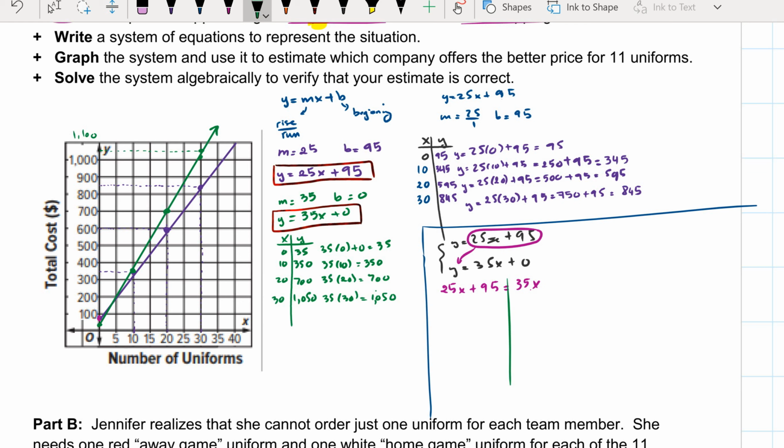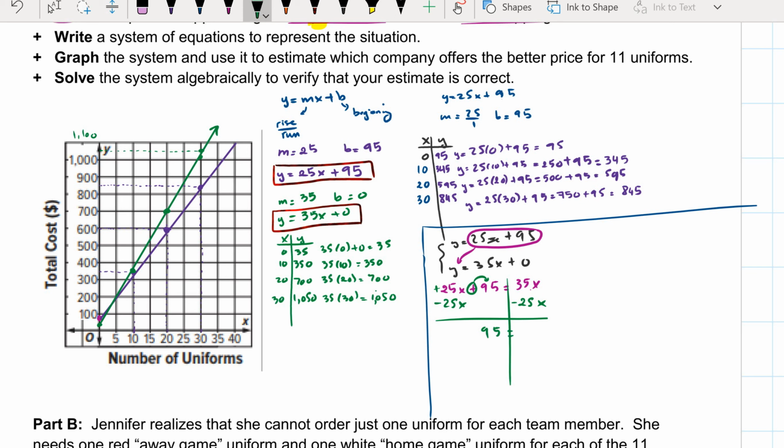You have x on both sides of the equal sign, so we're gonna bring one of them to the other. This positive sign belongs to 95. The 25x is positive because there's no sign in front of a number. It means that it's always positive. We're gonna subtract 25x on both sides.